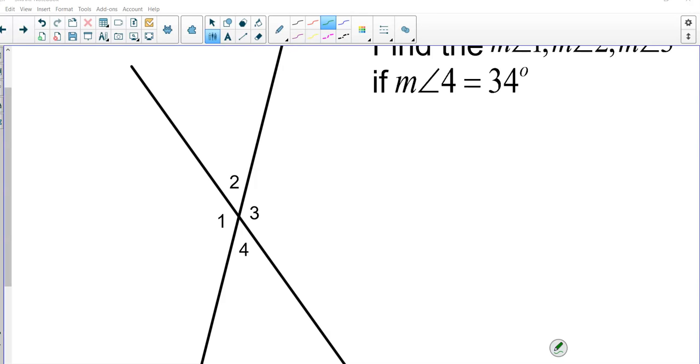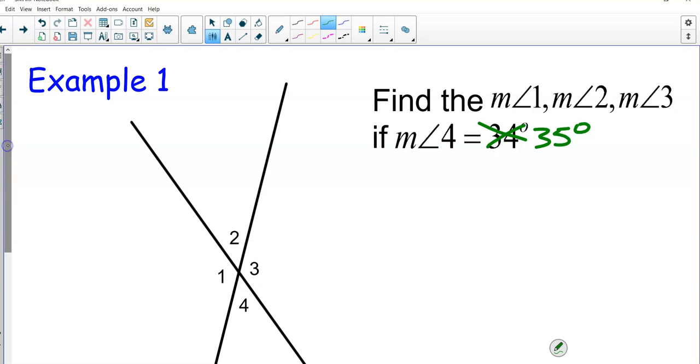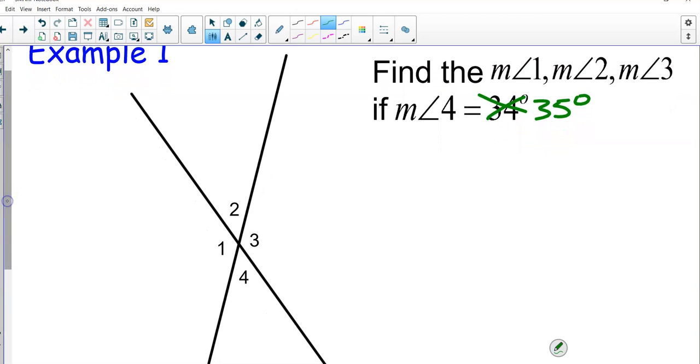Let me make a little change here. This should be 35 degrees. This should be what's in your notes. All right, so example number 1. We need to find the measures of angles 1, 2, and 3 when we're only given the measure of angle 4. So we know the measure of angle 4 is 35 degrees.